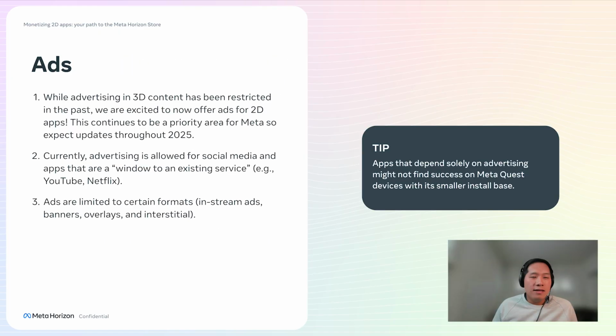Now I want to quickly cover ads, which I know is important to many of you. Historically, we have restricted ads for 3D content, and we've only recently made an exception for 2D ads. This is a very important area for Meta, as you might imagine, so expect more updates to come next year as we work through more details. Currently, ads are allowed for social media and apps that are a window to an existing service. So, for example, if you're a media app, you can run in-stream ads for your content.